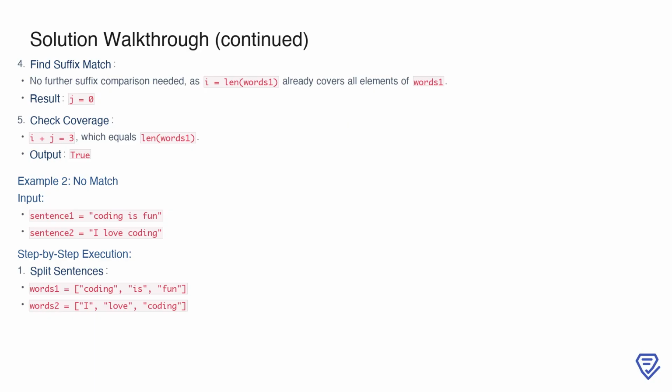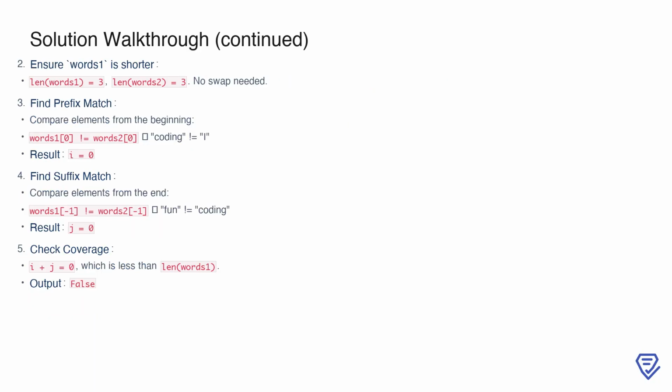This shows that sentence 1 is indeed a subsequence of sentence 2, even when additional words are present in sentence 2 beyond the common sequence. In the second example, the inputs are "coding is fun" and "I love coding". After splitting the sentences, we get words 1 as [coding, is, fun] and words 2 as [I, love, coding]. Both lists have the same length, so no swap is needed.